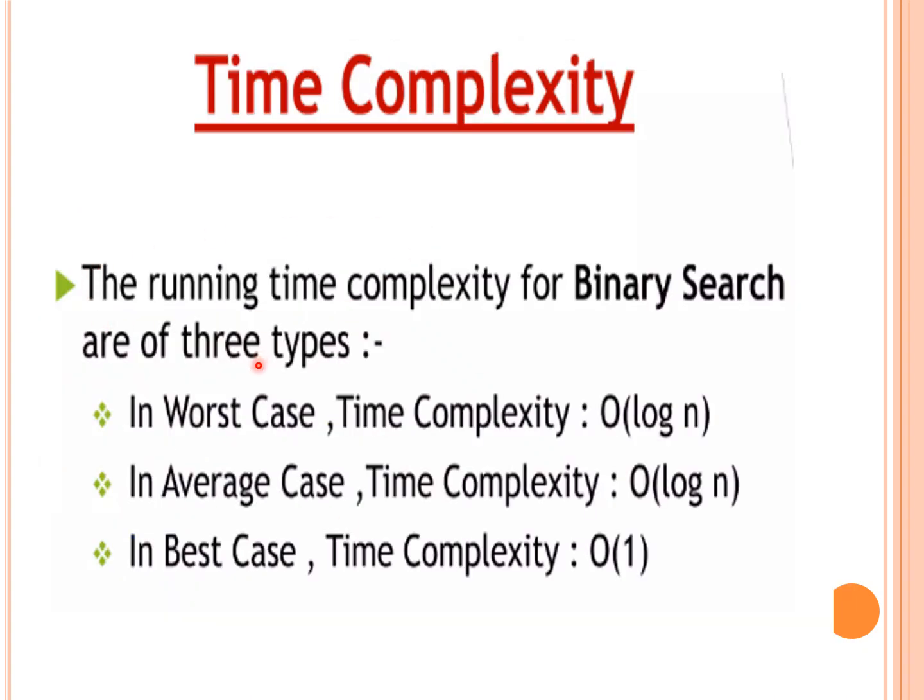What is the time complexity of the binary search algorithm? The worst case time complexity is big O of log n, and the average case is again big O of log n. The best case is when the element is found in the very first step, that is, the searching element is equal to A of mid. For example, if I am searching for 45, it is present at the mid position itself. So I find the solution in the very first search, and it is given as O of 1.